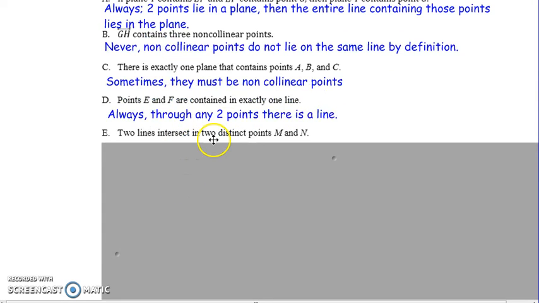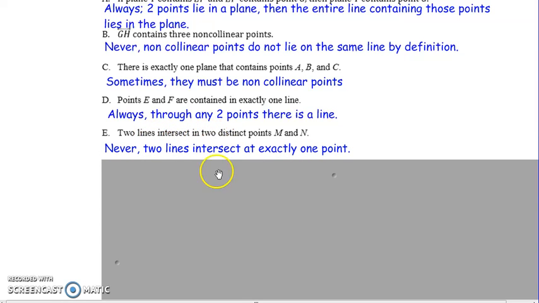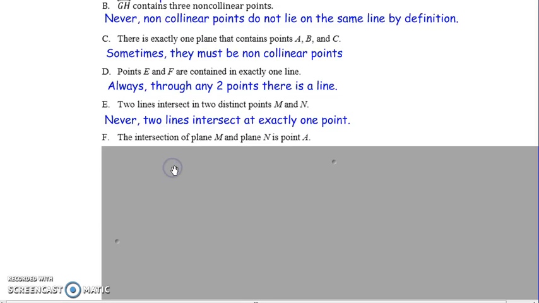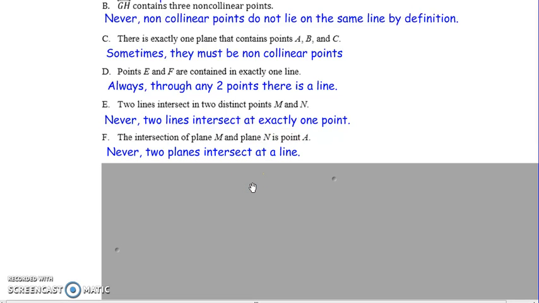Two lines intersect in two distinct points M and N. Well, can we have two lines intersecting at two different points? No, never. Two lines intersect at exactly one point. That's the definition of the postulate. The intersection of plane M and plane N is a point. Well, planes, no. Planes don't intersect at a point, so that's never. They intersect at a line.